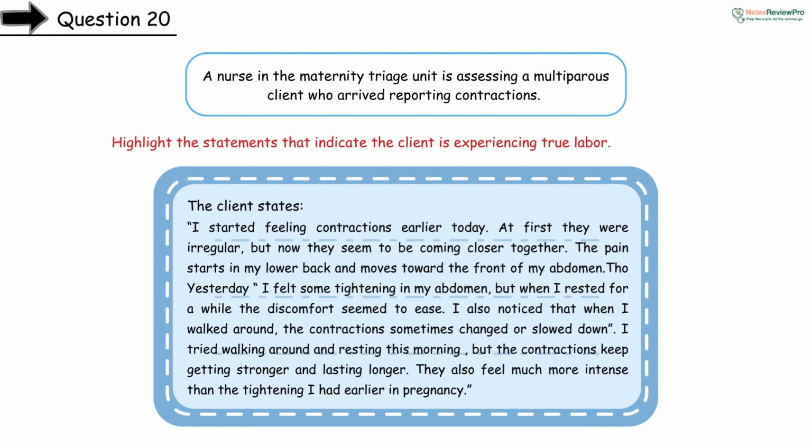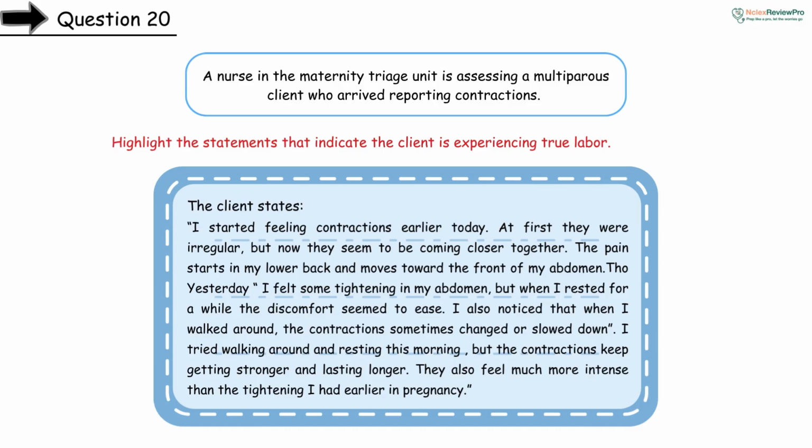I started feeling contractions earlier today. At first, they were irregular, but now they seem to be coming closer together. The pain starts in my lower back and moves toward the front of my abdomen. Yesterday, I felt some tightening in my abdomen, but when I rested for a while, the discomfort seemed to ease. I also noticed that when I walked around, the contractions sometimes changed or slowed down. I tried walking around and resting this morning, but the contractions keep getting stronger and lasting longer. They also feel much more intense than the tightening I had earlier in pregnancy.